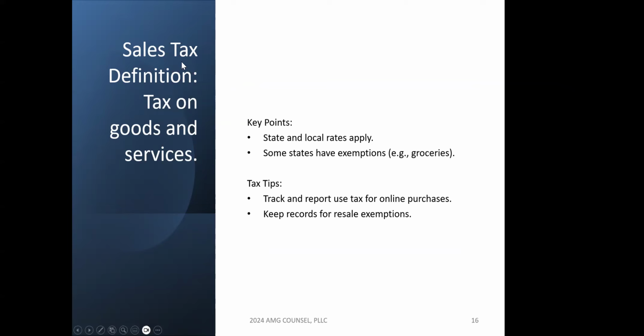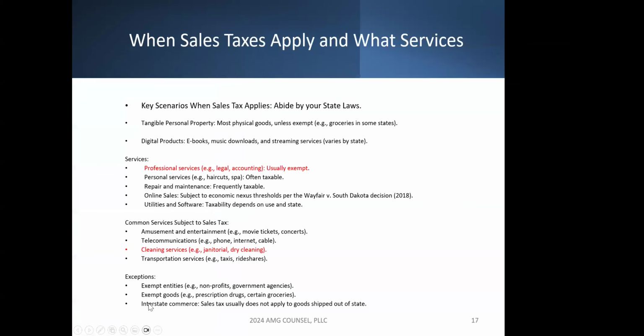Most of the time, I will tell you the sales tax definition is really more geared by the state. Your state is the one that's going to tell you what you should be charging for sales tax, how much it should be, how much you can offset the sales tax to the customer, how much you would keep in-house yourself, and what's exempt. So here again, abide by your state laws.